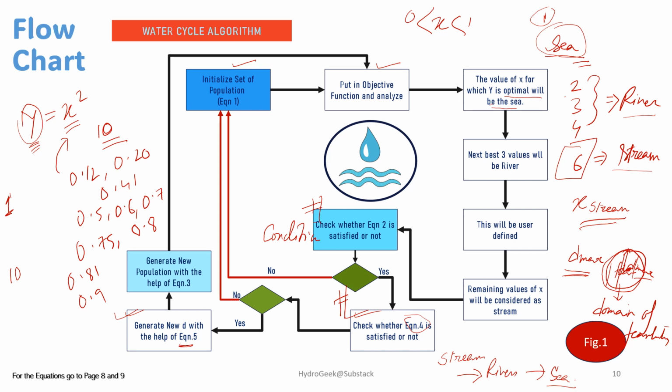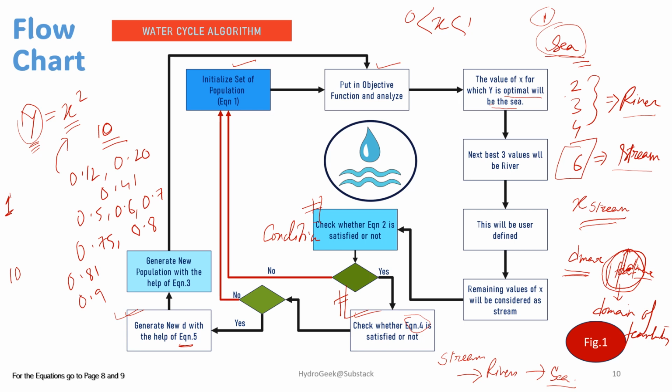So this is more or less the water cycle algorithm. It has a very simple algorithm with 3 steps. First step, randomly generate population, put it into your objective function and analyze. The value of x at which y is minimum will be C, followed by river and then followed by stream.